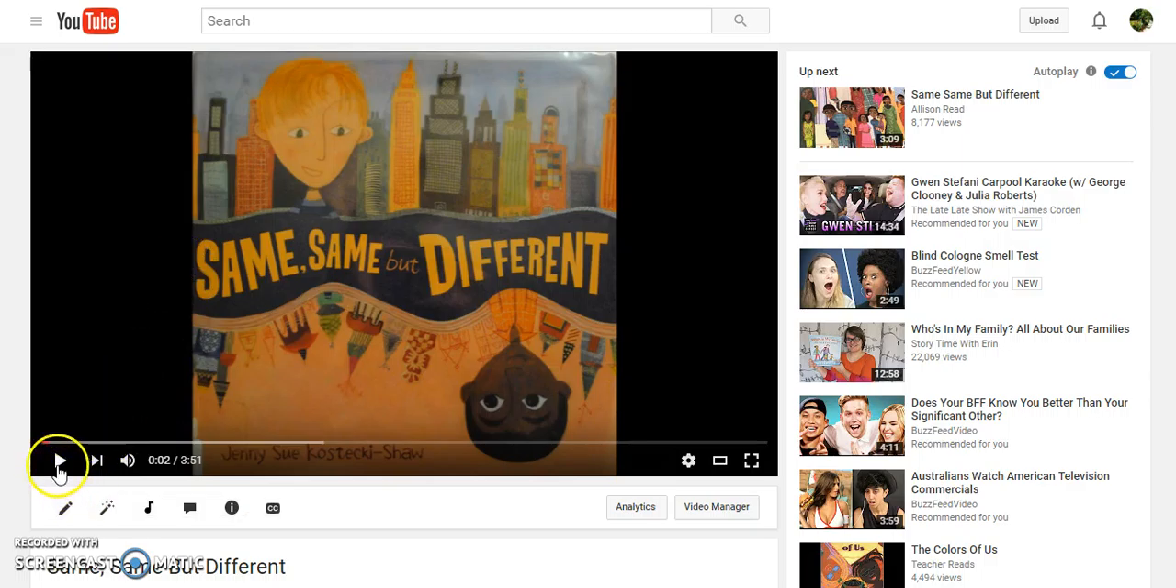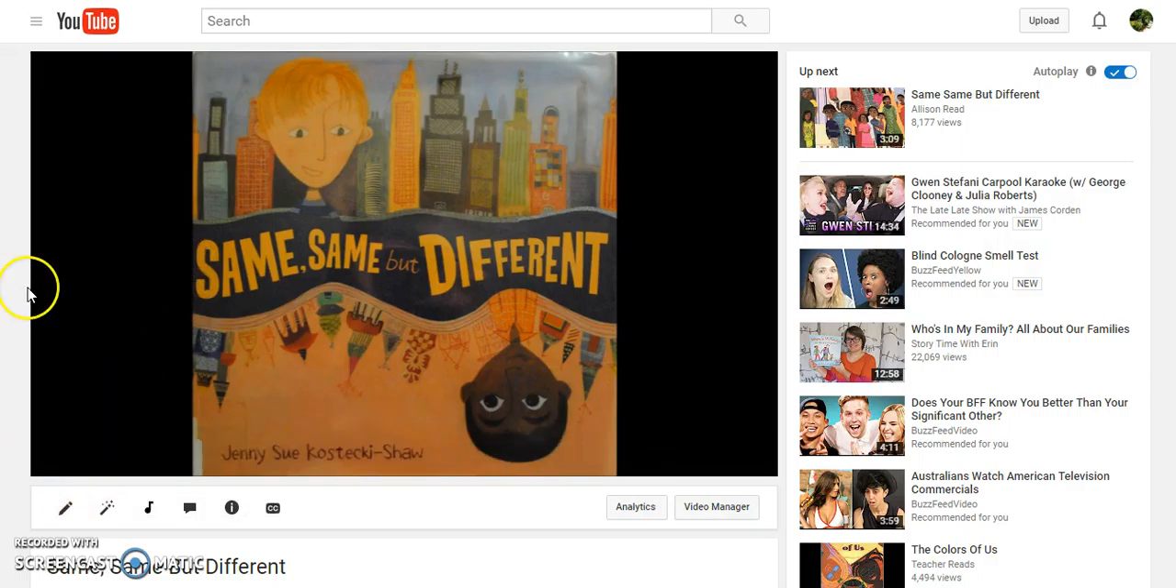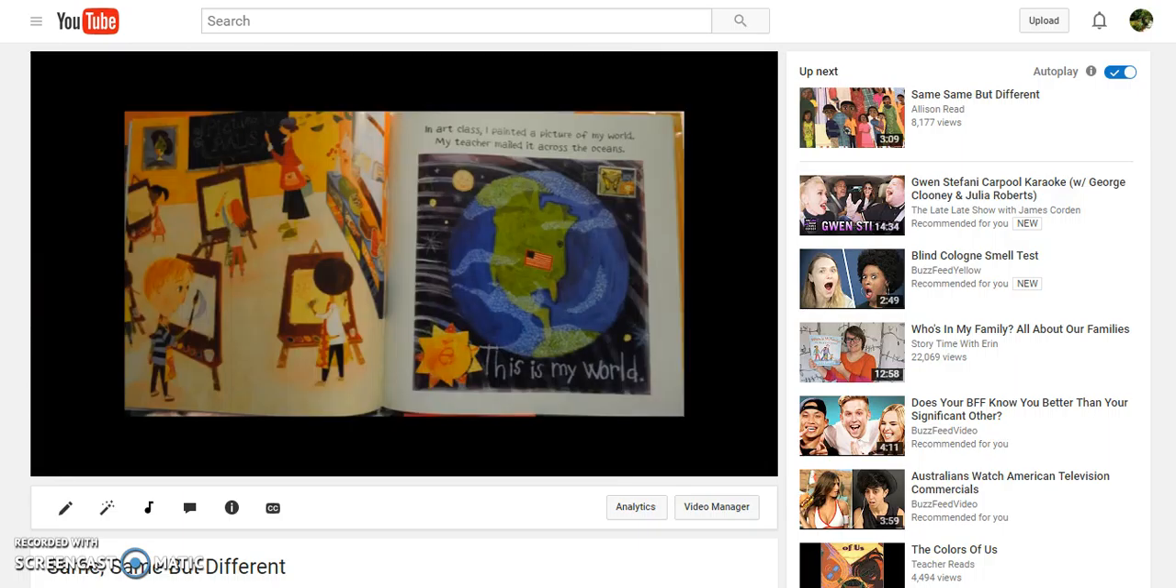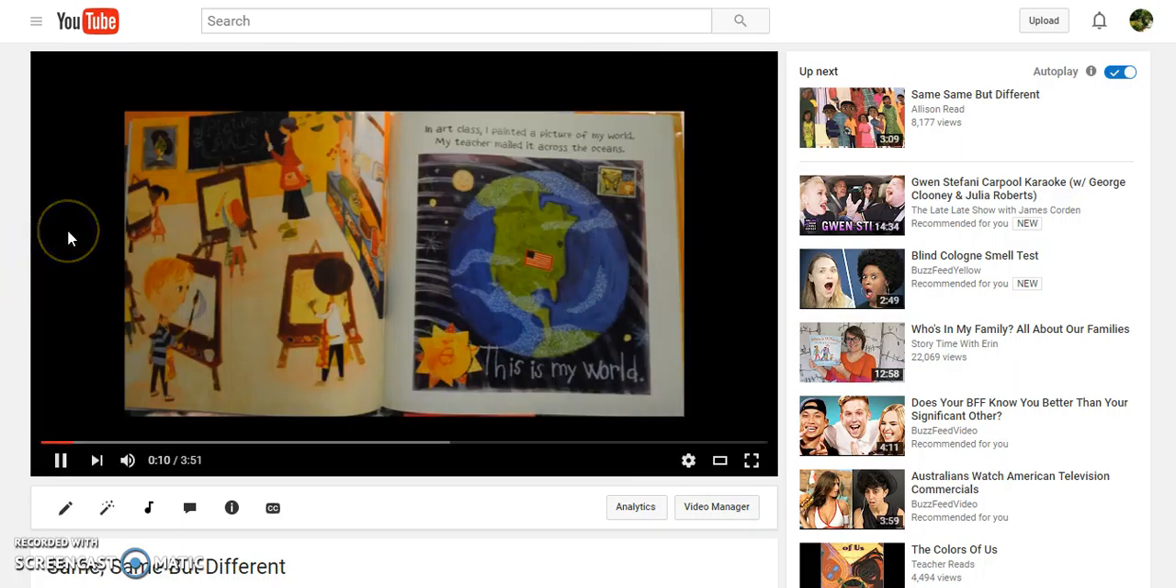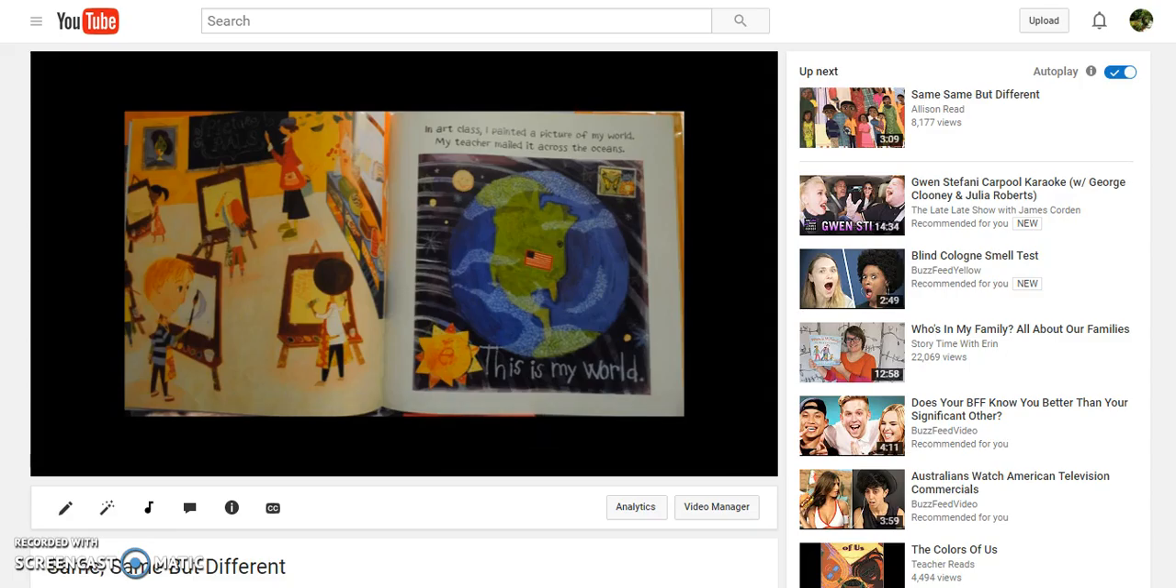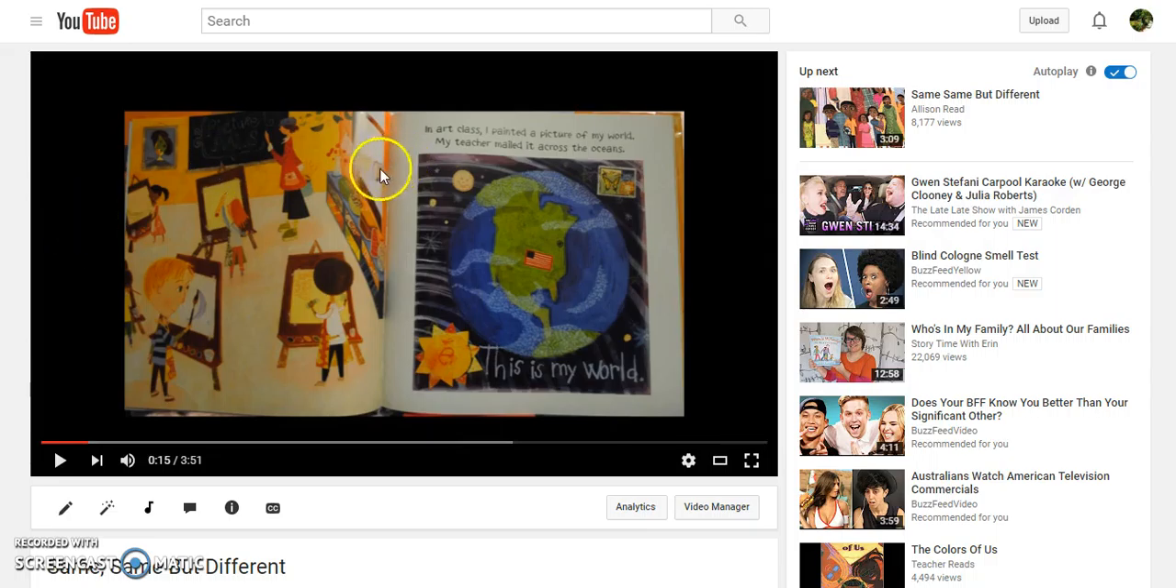I'll play a small sample. So as you can see, the pages appear along with the text.